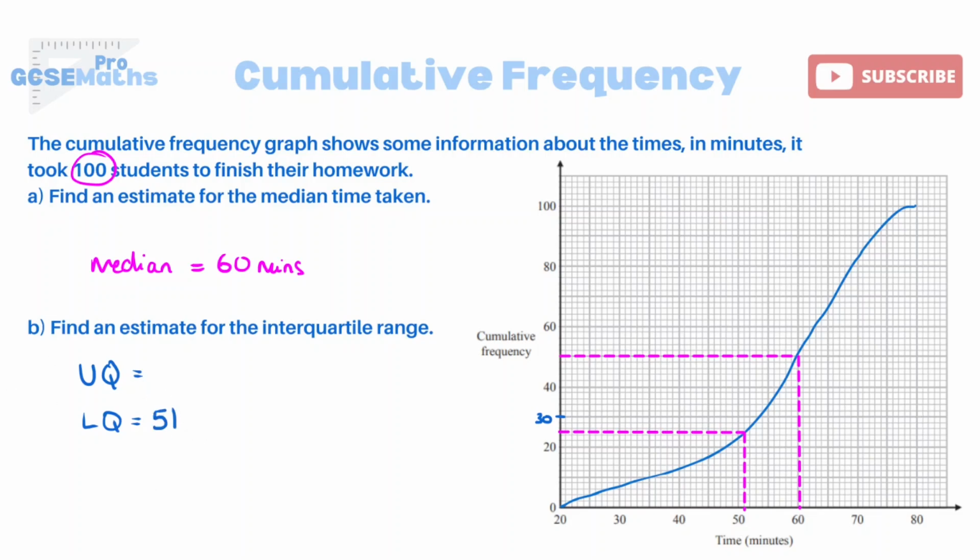And then the upper quartile is 3/4. So we know that 3/4 is 75 or just 3 times 25. So again, be careful of this scale because this here, that's 70, isn't it? So then 75 is halfway further up. Okay, so there and then down. About here. Again, it's an estimate.